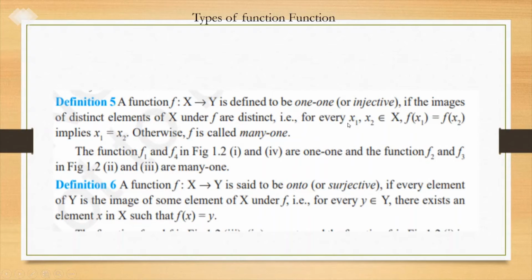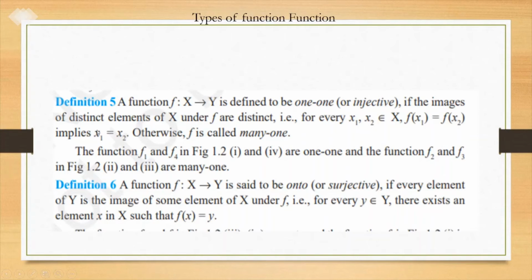That is, for every x1, x2, if f of x1 and f of x2 are the same, f of x1 lies in Y, right? f of x2 also lies in Y. So f of x1 equal to f of x2 implies x1 equal to x2. Otherwise f is called many-one. So a function which is not one-one is called what? Many-one.